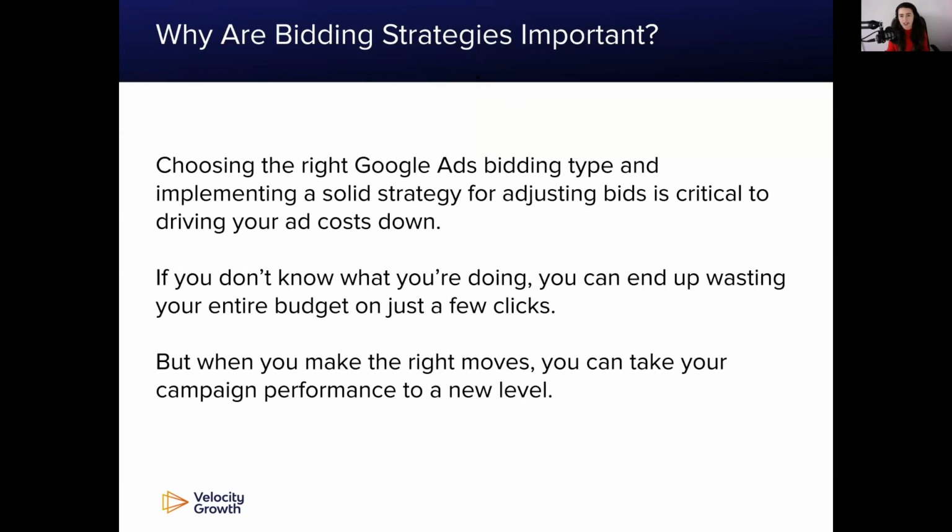Choosing a bid strategy is extremely important. Choosing the right Google Ads bidding type and implementing a solid strategy for adjusting bids is critical to driving your ad costs down. If you don't know what you're doing, you can end up wasting your entire budget on just a few clicks very easily by selecting the wrong bidding strategy. But when you make the right moves, you really can take your campaign performance to the next level.